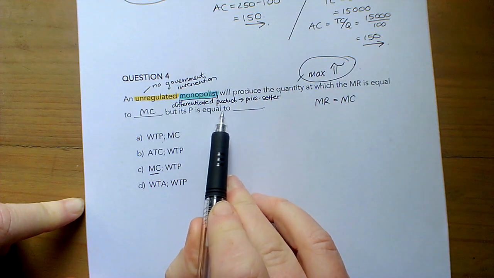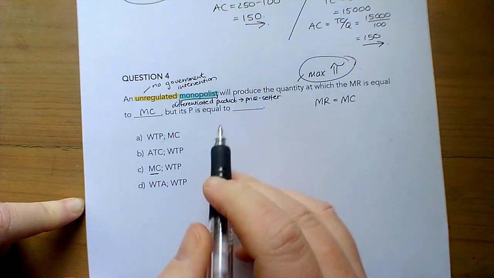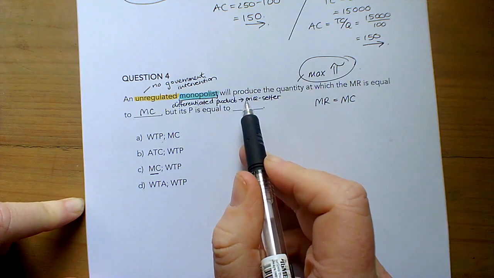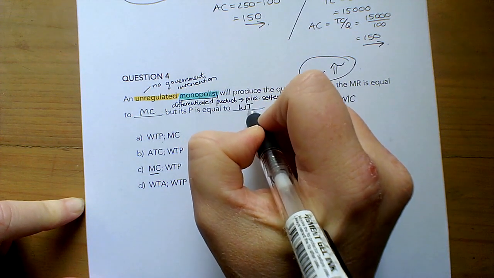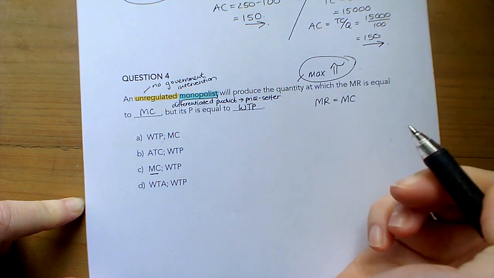But its price is equal to, and so the price that a price setting firm is able to charge for its profit maximizing quantity is according to the willingness to pay of its consumers.